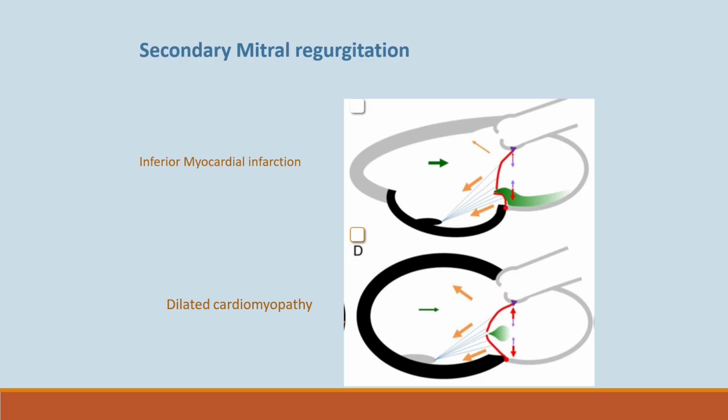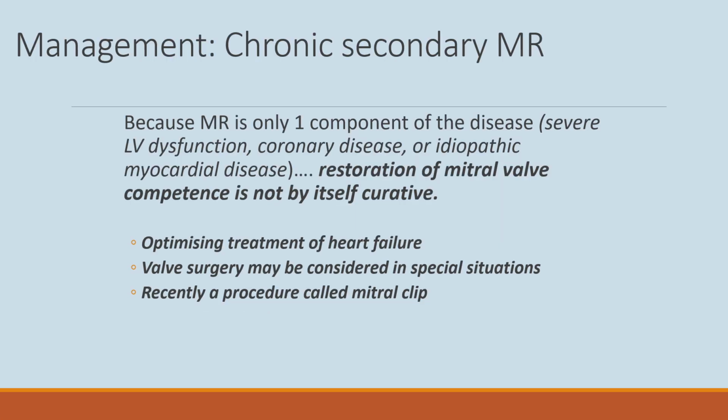So this is another example of a myocardial infarction where the papillary muscle has been displaced outwards, and now there is no longer adequate closure of the valve or coaptation of the leaflets, and that's why you have mitral regurgitation. Also, in dilated cardiomyopathy, whenever the heart enlarges for any reason, you can have a pull on the leaflets and they don't close well, and you will have what you call secondary mitral regurgitation or functional mitral regurgitation.